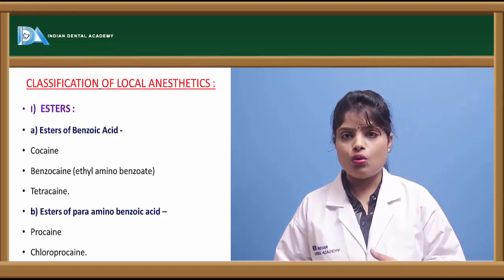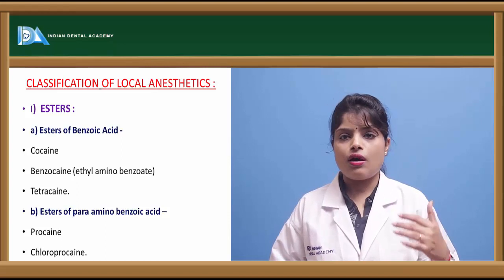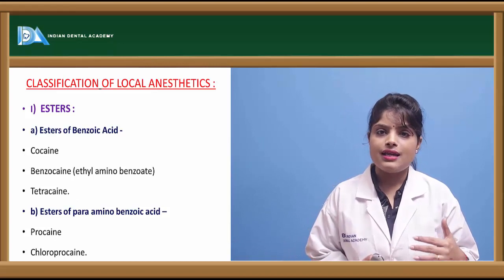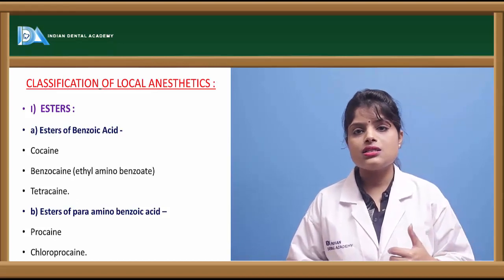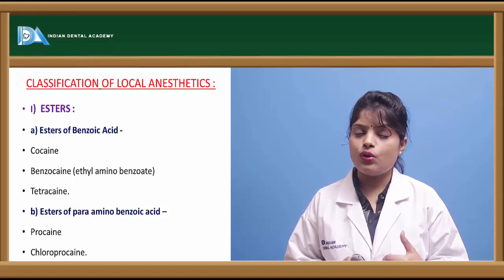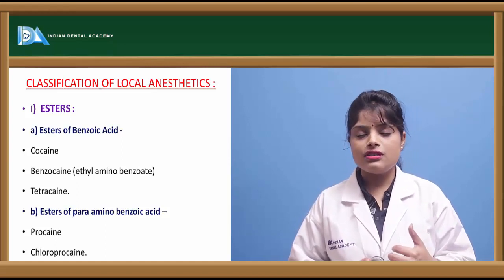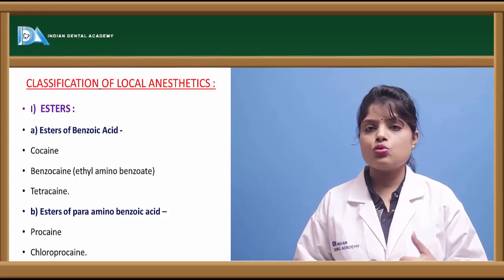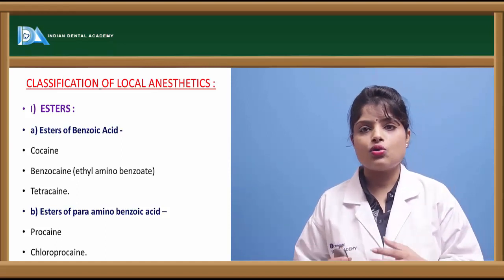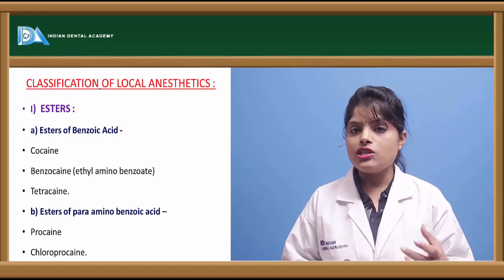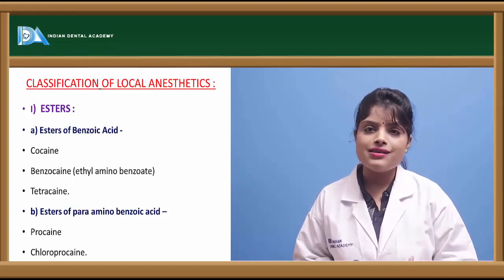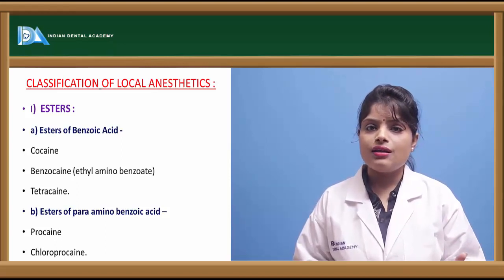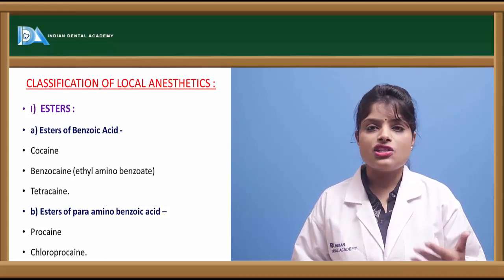Now let's know the classification, or according to what types the local anesthetic can be classified. They can be classified into esters and amides, then quinolones. The esters are further divided into those derived from benzoic acid and those derived from para-amino benzoic acid. Now let us know which of the local anesthetic solutions are derived from benzoic acid. They are benzocaine, cocaine and tetracaine.